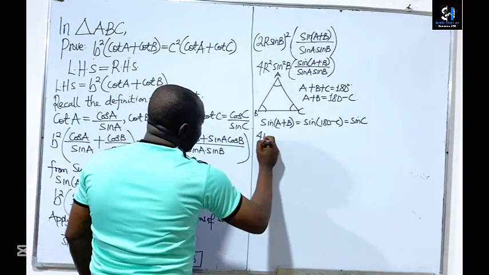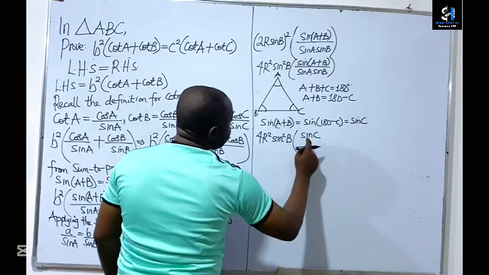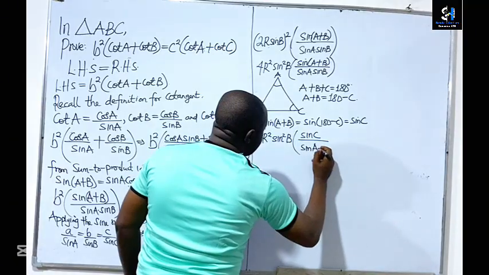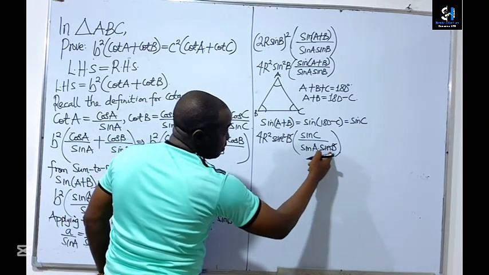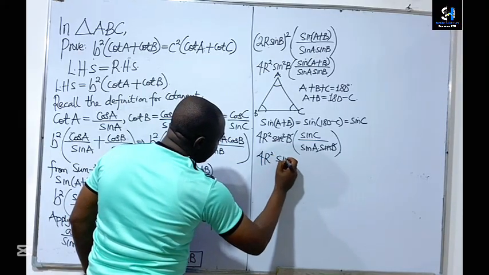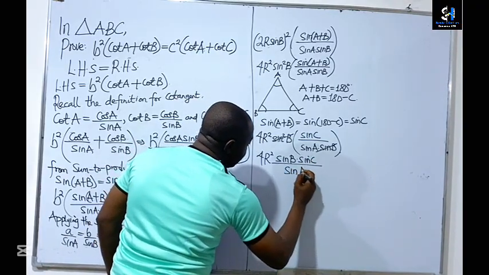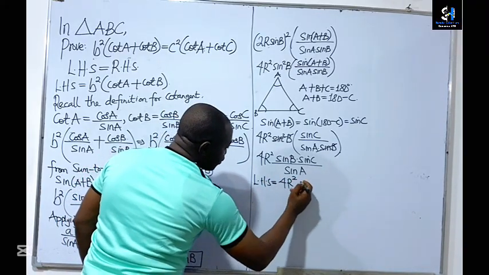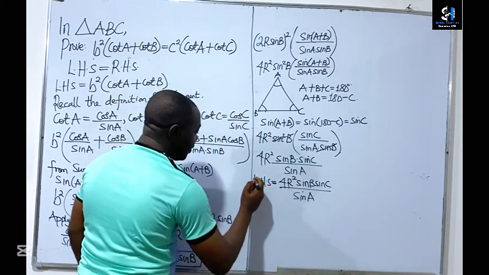Okay, so this will be 4R squared sine squared B (sine C), because sine (A plus B) equals sine C, divided by sine A sine B. So now sine squared B divided by sine B will reduce to sine B. So we have 4R squared sine B multiplied by sine C divided by sine A. So the left hand side equals 4R squared sine B sine C divided by sine A.